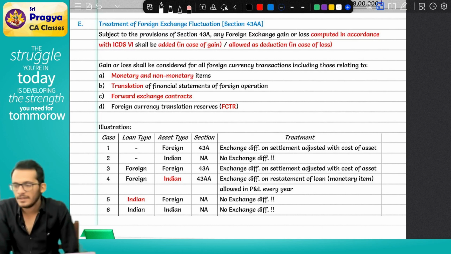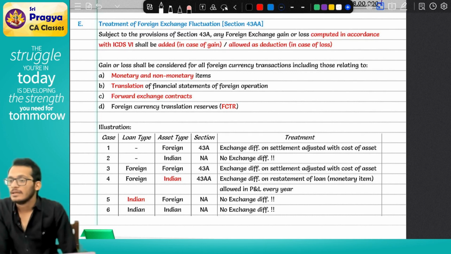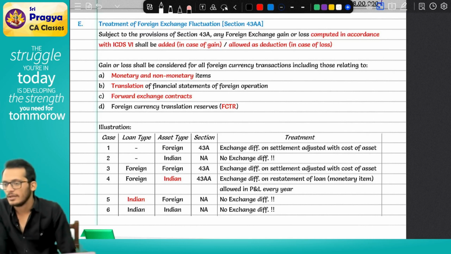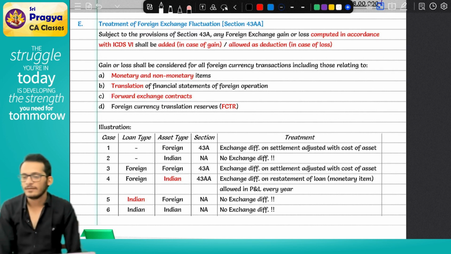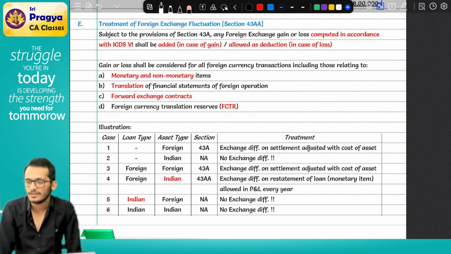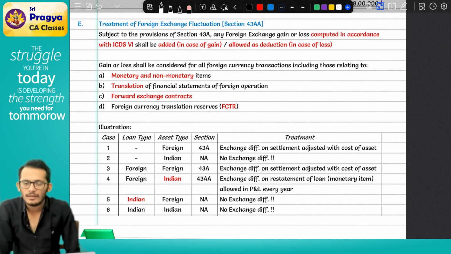Income tax simply says what you do in accounts, follow the same thing with only one difference. If it is a foreign exchange asset, then whatever gain or loss comes will be disallowed. Balance everything same as accounts. Now while I use the word same as accounts, in income tax they use same as ICDS.